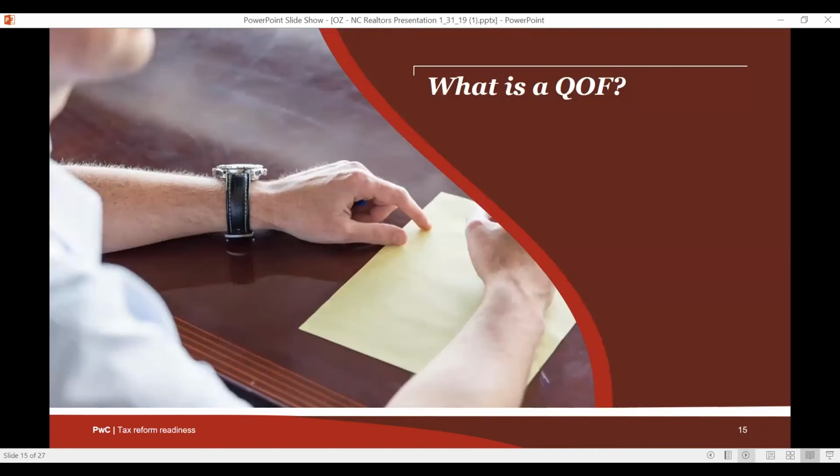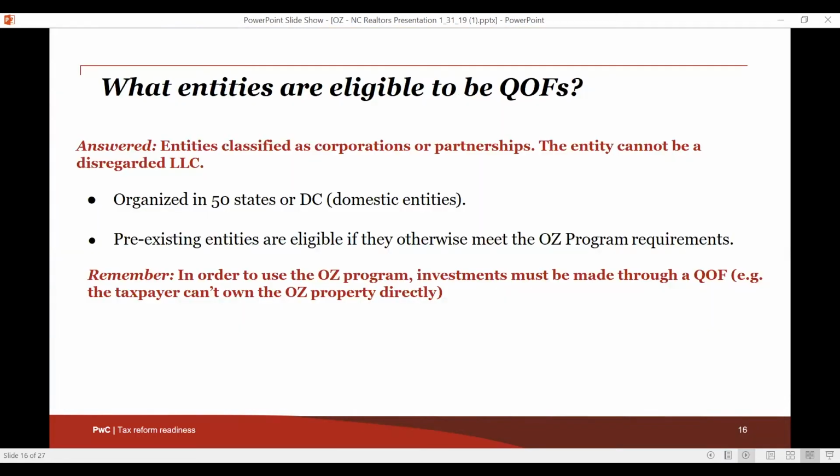Let's talk about what exactly a qualified opportunity fund is. I mentioned the first step is identifying a capital gain, and we know that we have 180 days to invest our gain into a qualified opportunity fund. But what is a fund? A qualified opportunity fund is the investment vehicle that one must set up to utilize the benefits of the program. The fund must be organized as a regarded entity, either a corporation or a partnership, for the purpose of holding at least 90% of its assets in qualified opportunity zone property.